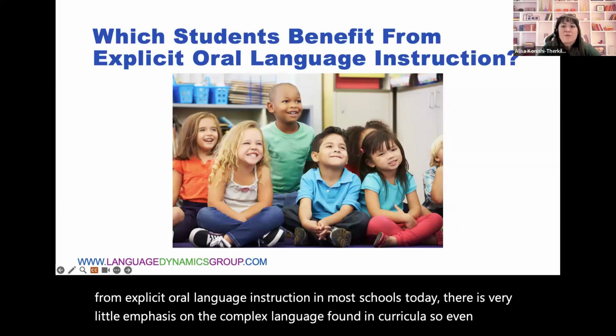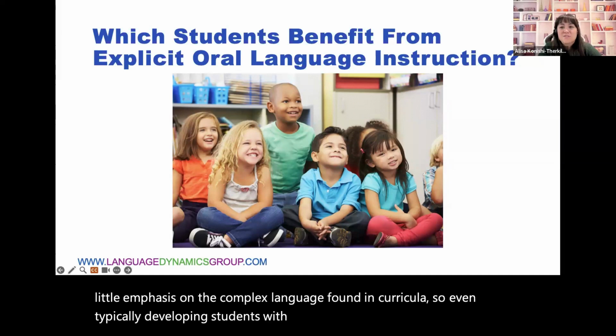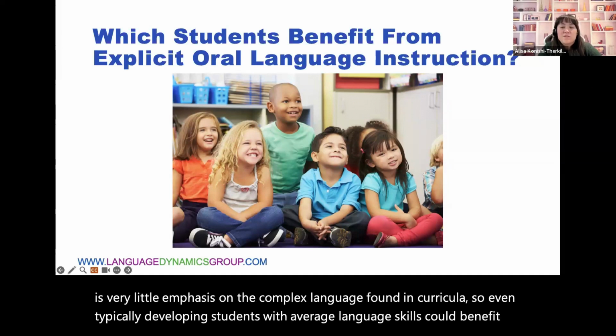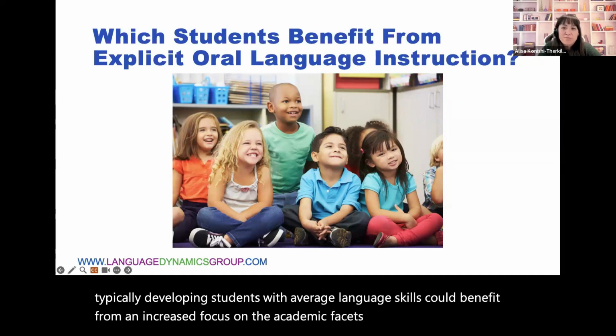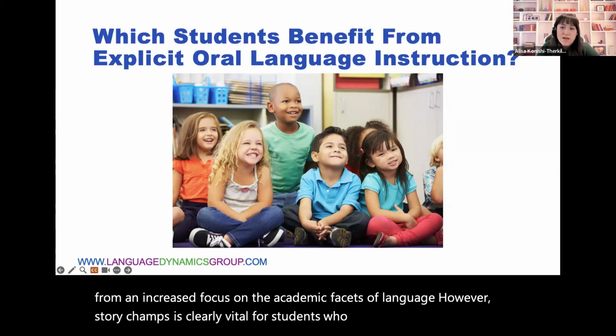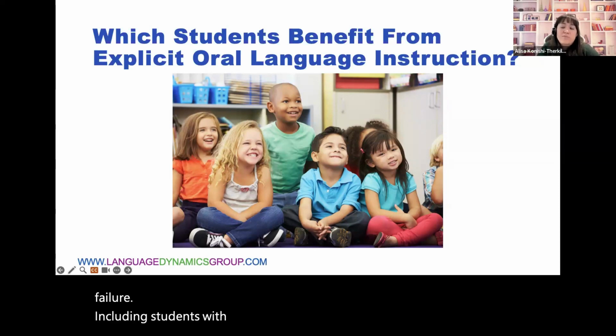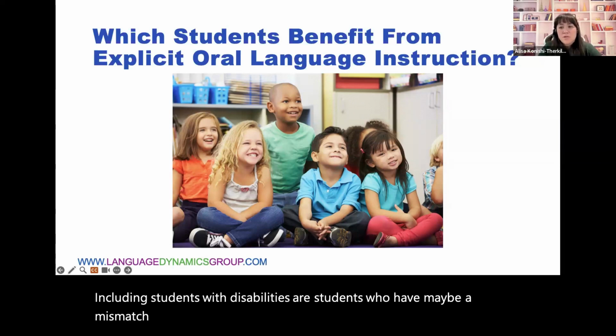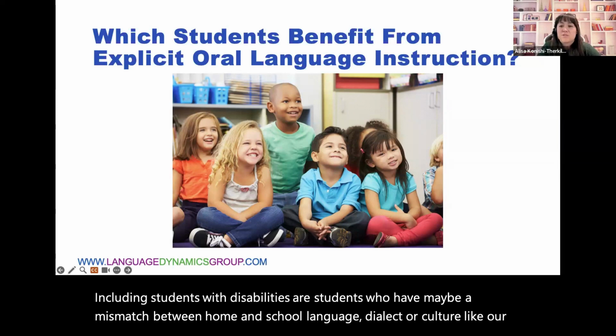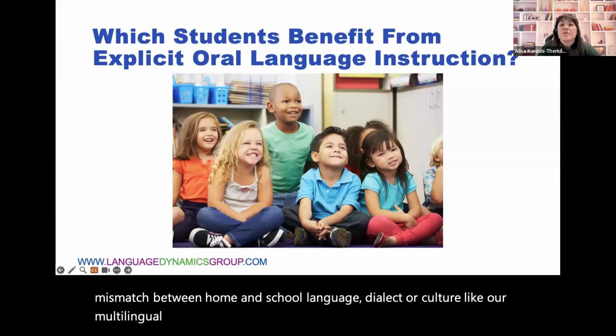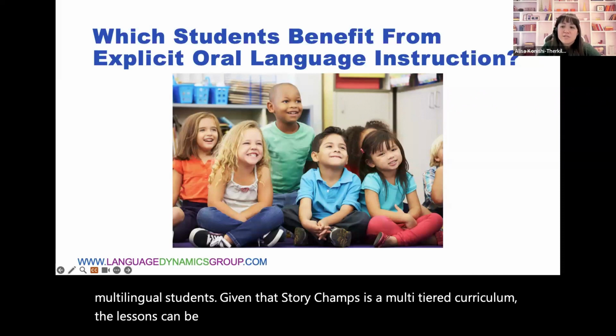So even typically developing students with average language skills could benefit from an increased focus on the academic facets of language. However, Story Champs is clearly vital for students who are at risk for academic failure, including students with disabilities or students who have maybe a mismatch between home and school language, dialect, or culture, like our multilingual students. Given that Story Champs is a multi-tiered curriculum, the lessons can be differentiated for any student or group of students.